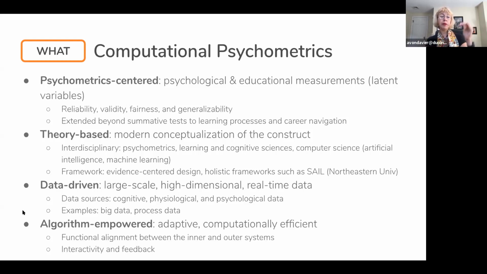So the first two are typical for psychometrics in general. But it's data-driven, so large-scale, high-dimensional data, collected and analyzed in real time. Data sources can also be of different types, and for education especially, it exemplifies big data. And it's algorithm-powered, so adaptive, computationally efficient, and it provides interactivity and feedback in real time under different instantiations, be that in a learning system or in an assessment, by providing diagnostic models, diagnostic profiles and recommendations. Next, please.